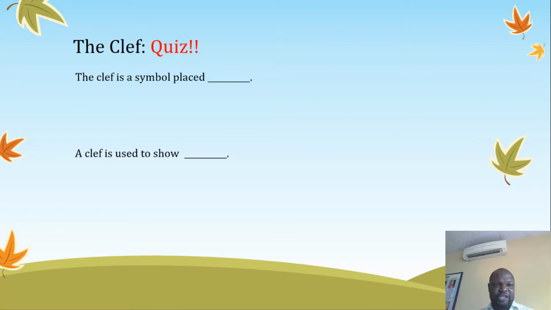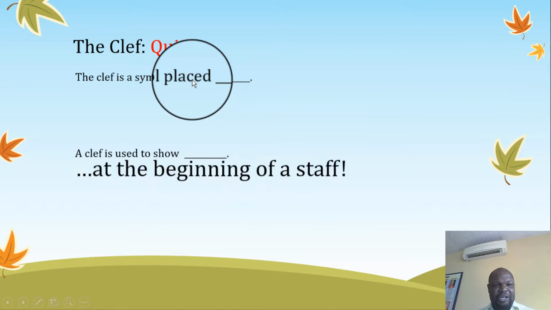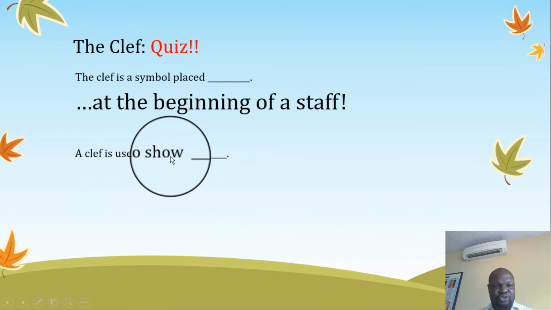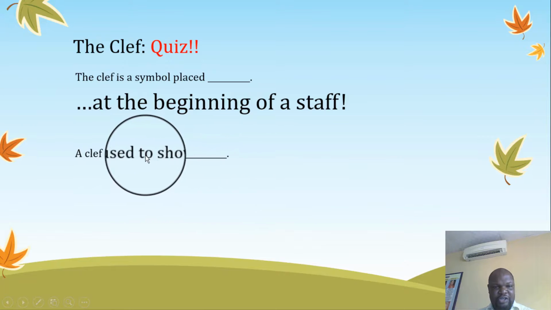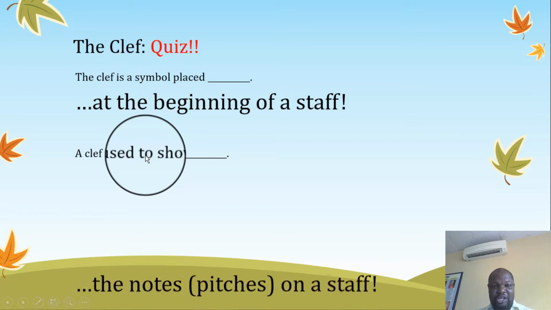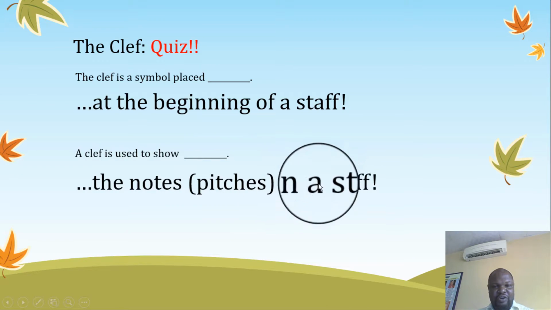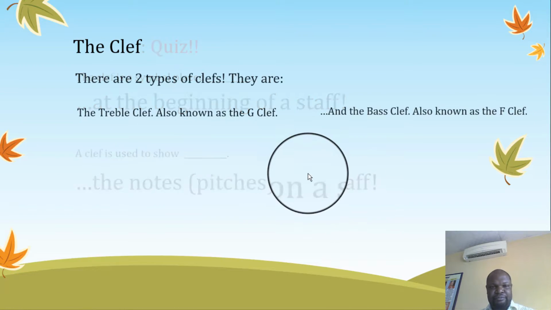So here we have a quick quiz, and the first one says the clef is a symbol that is placed dash. Where do we place a clef? At the beginning of a staff. The second one says a clef is used to show dash. What do we use a clef to do? It is used to show the notes or the pitches that are on a staff.